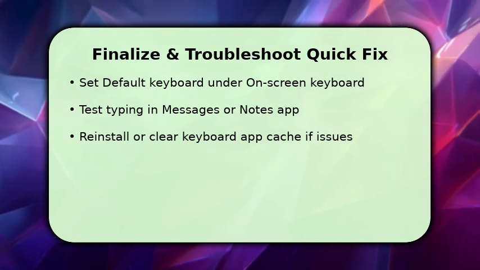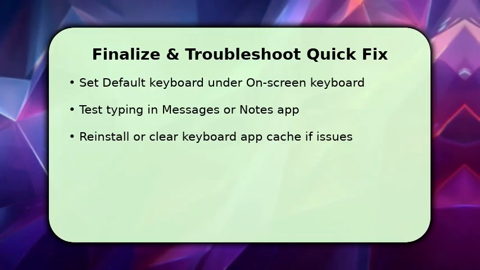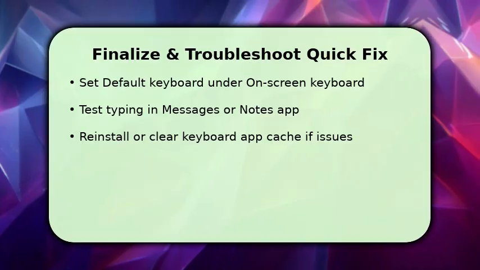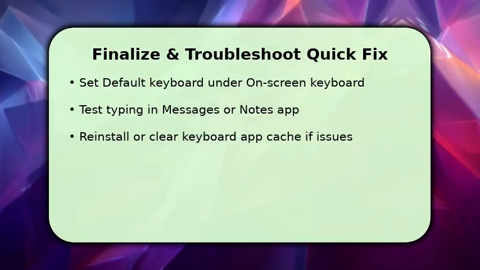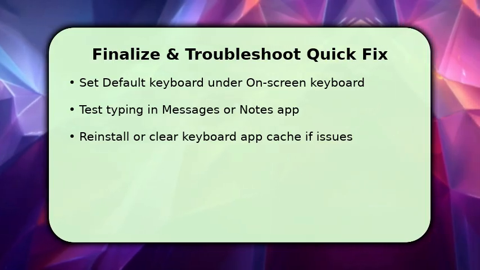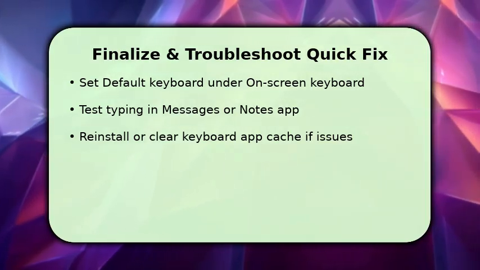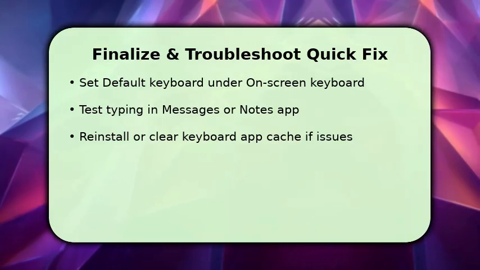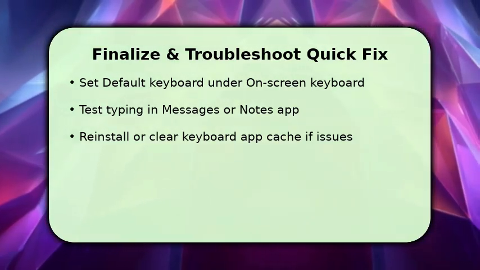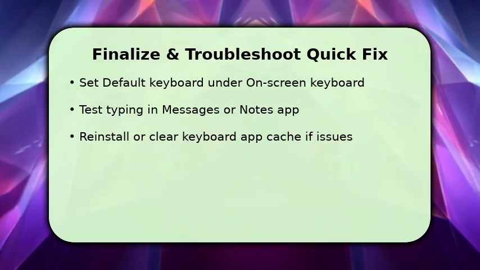This finalizes the change. Test typing in messages or notes to confirm layouts, emoji, and autocorrect work as expected. If keys lag, settings don't apply, or the keyboard crashes, clear the app cache or data in Settings, then Apps, or uninstall and reinstall the keyboard app. If problems persist, restart the phone and recheck permissions. This often resolves the remaining issues quickly.